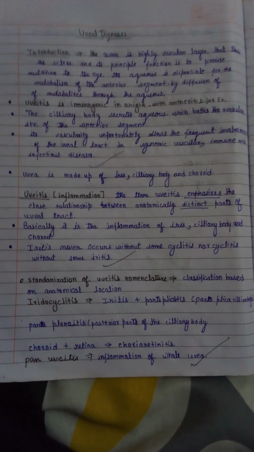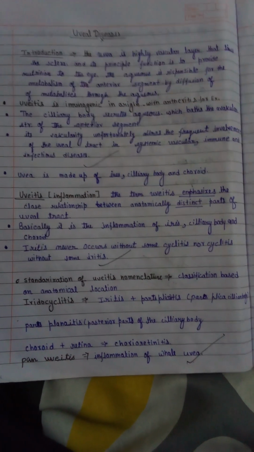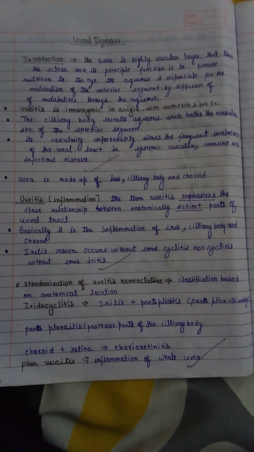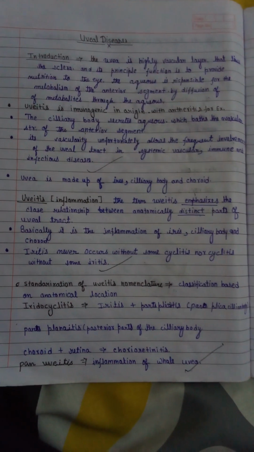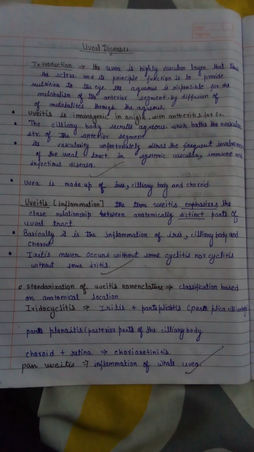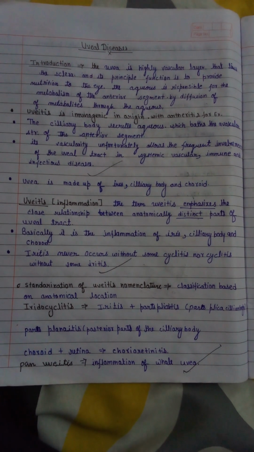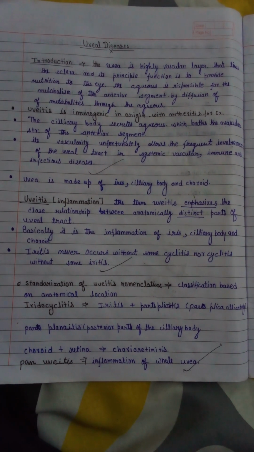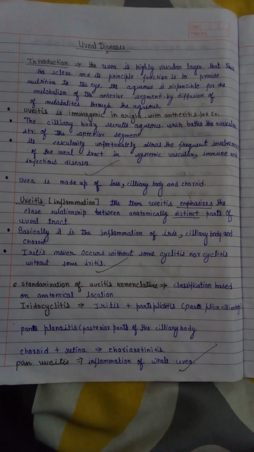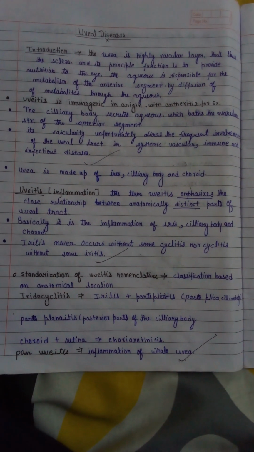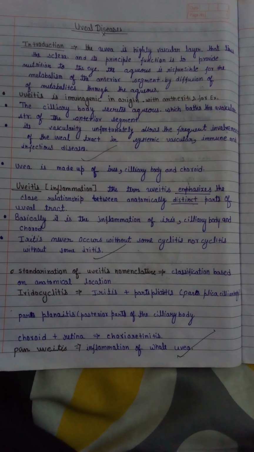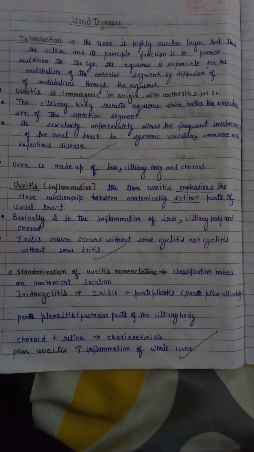So now uveitis is immunogenic in origin with arthritis. For example, the ciliary body secretes aqueous which bathes the avascular structure of the anterior segment. So as you know, the ciliary body secretes aqueous humor which bathes the avascular structure, that is, the cornea.